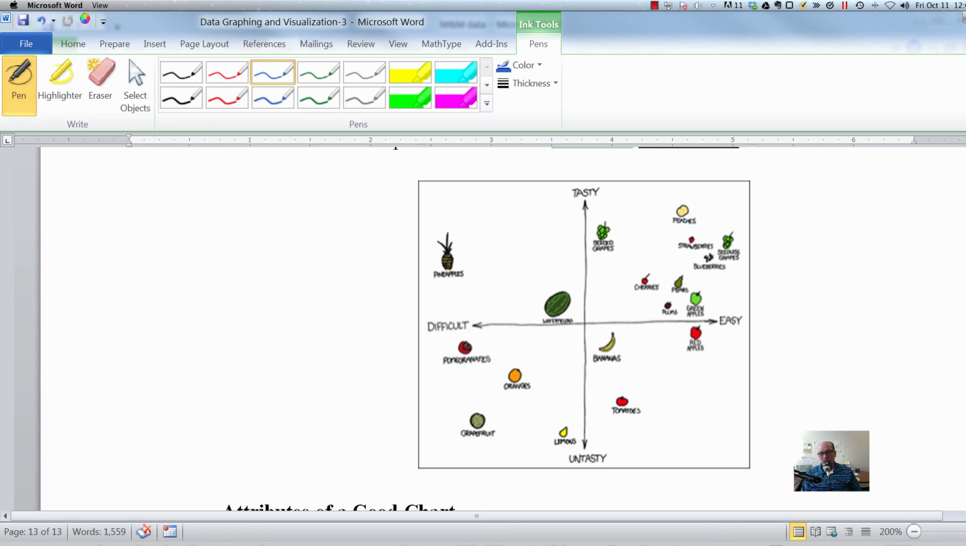So perhaps the best quadrant to be in, if you want to think about it, is the tasty, easy quadrant. So here we have seedless grapes, strawberries, blueberries, pears, looks like green apples, peaches. All right, so that's kind of an interesting way to think about it, or to display 2 dimensions of data.